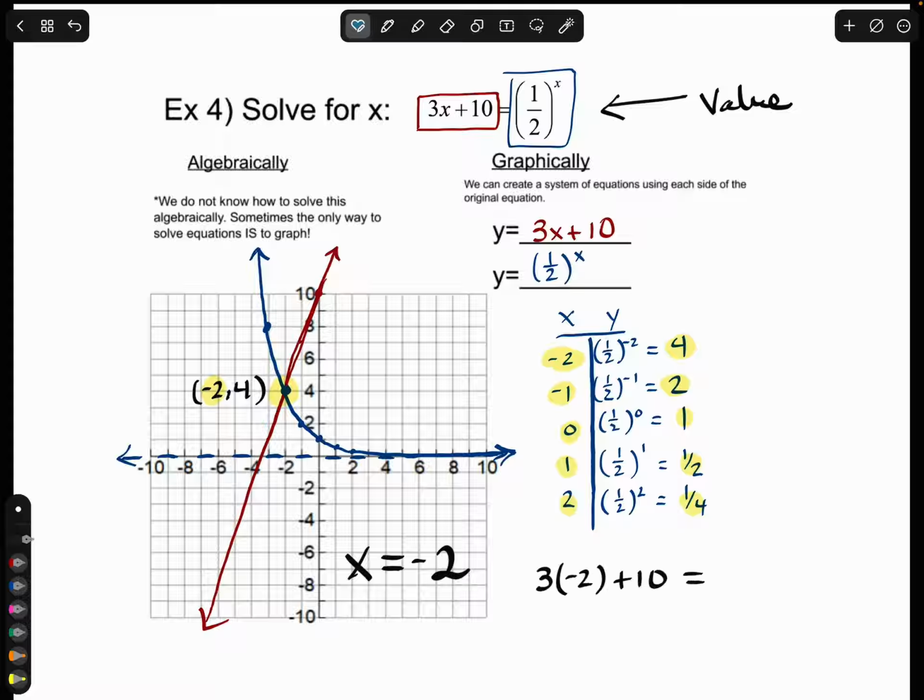And we can check this one too. Let's plug it in. 3 times negative 2 plus 10 is going to equal 1/2 to the power of negative 2. We already said that 1/2 to the power of negative 2 is 4. And when you see on the other side here, this would be what? Negative 6. And negative 6 plus 10 is 4. So it checks out. We know that it's correct. So our answer for this equation is x equals negative 2.